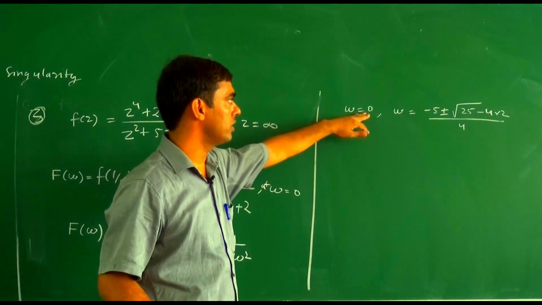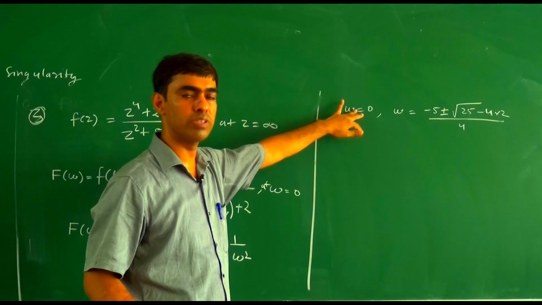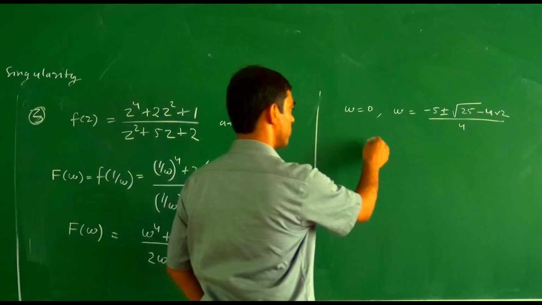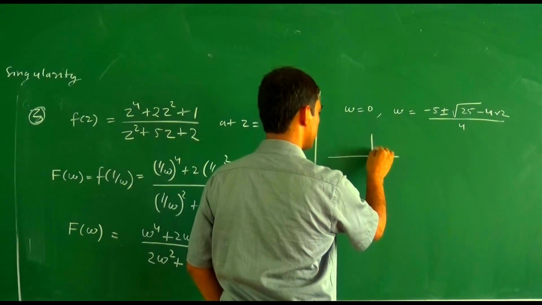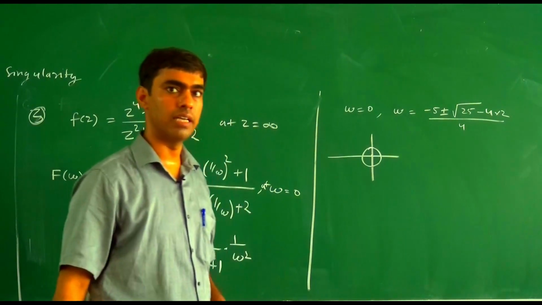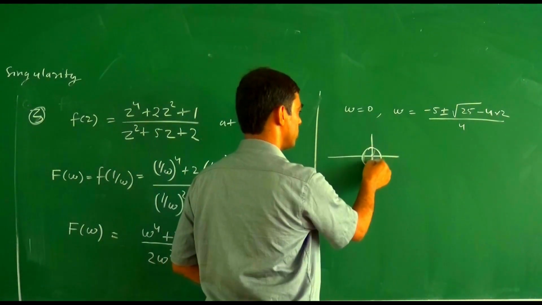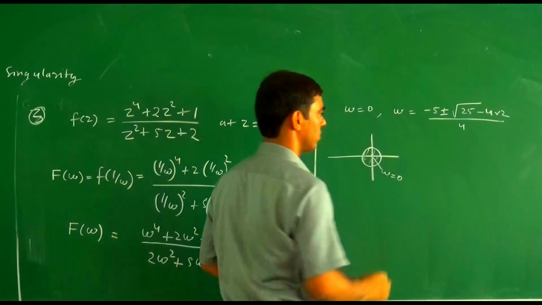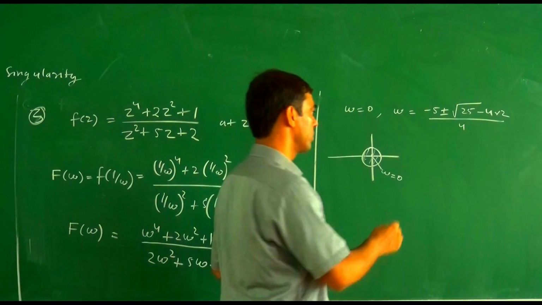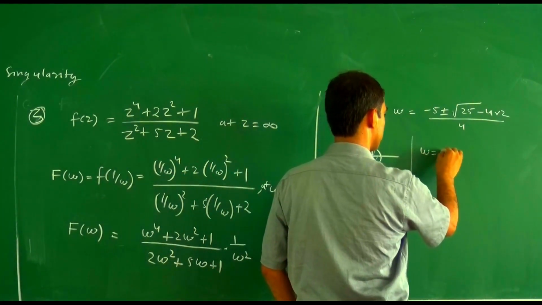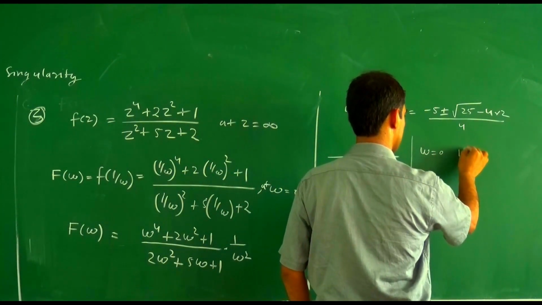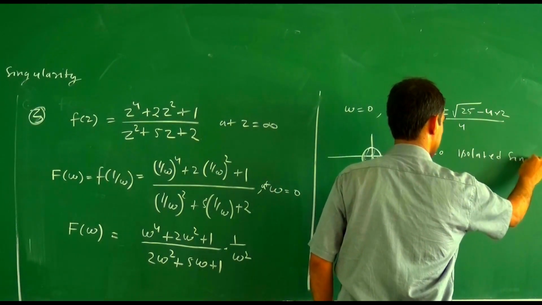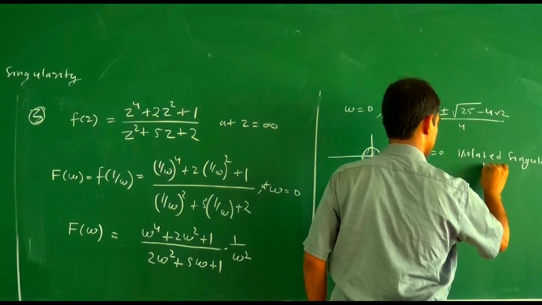So w equal to 0, here we categorize it as an isolated singular point, because there is a finite number of singular points. So we are able to draw at w equal to 0 a small circle. Inside this circle there are no other singular points. So we categorize w equal to 0 as an isolated singular point.